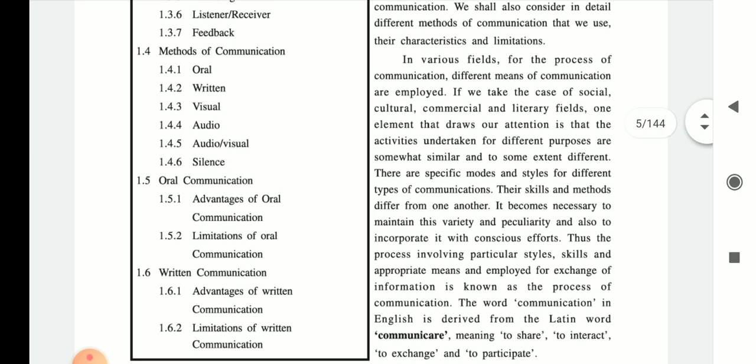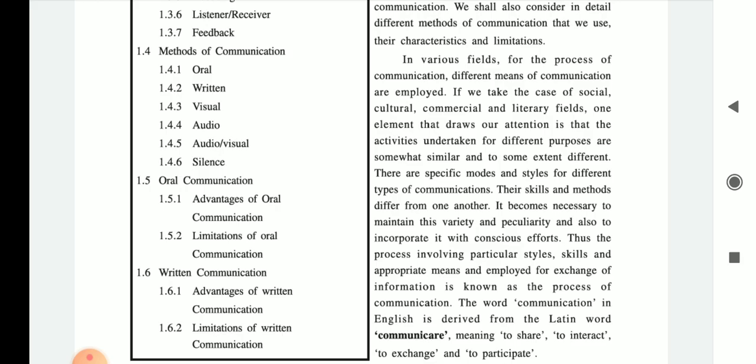Now, in various fields for the process of communication, different means of communication are employed. In each and every field the communication process is conducted, but what the means for that particular communication are, and what tools are employed in this communication, are the most important part.